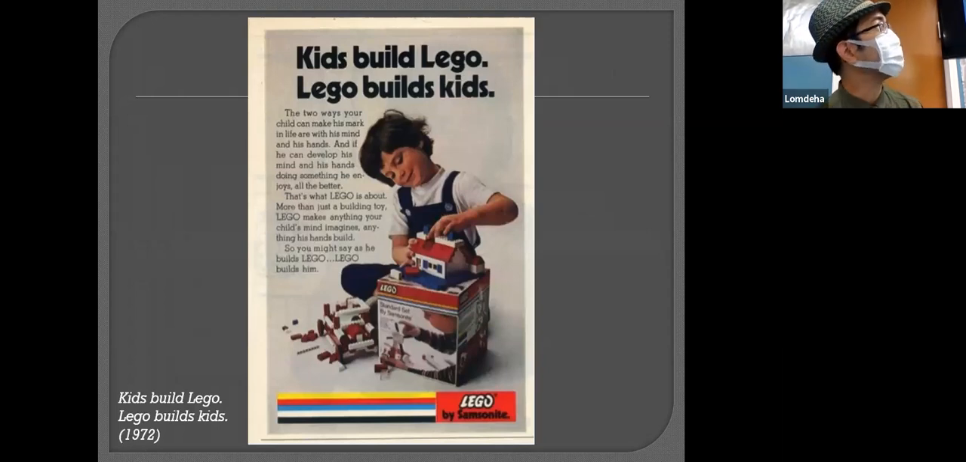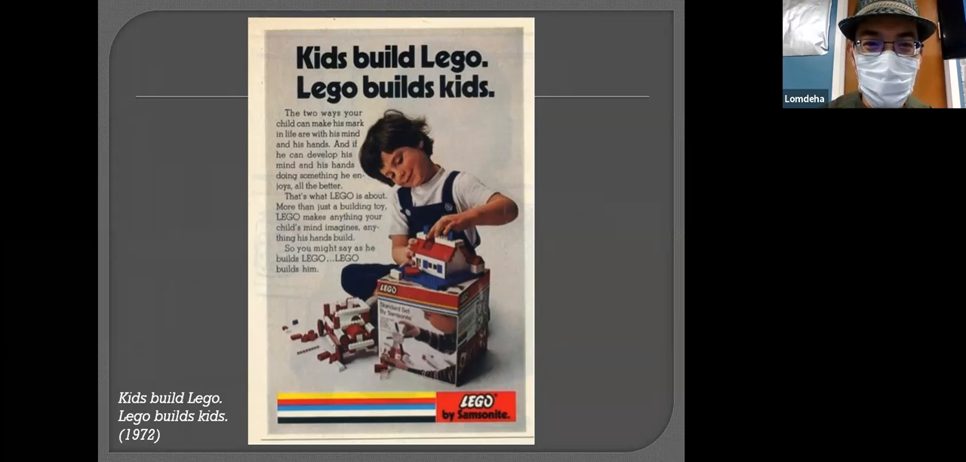Okay, I'm going to read this because I don't know if you can see it here. That's when my mom was born. Oh, okay. Kids build Lego, Lego builds kids. And you've got to read this in kind of old-fashioned language. The 2 ways your child can make his mark in life are with his mind and his hands. If he can develop his mind and his hands doing something he enjoys, all the better. That's what Lego is about. More than just a building toy, Lego makes anything your child's mind imagines, anything his hands build. So you might say, as he builds Lego, Lego builds him.